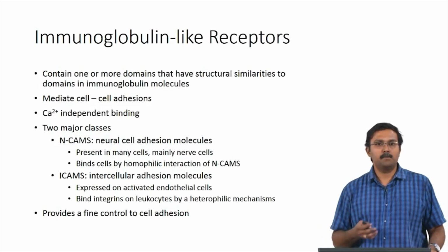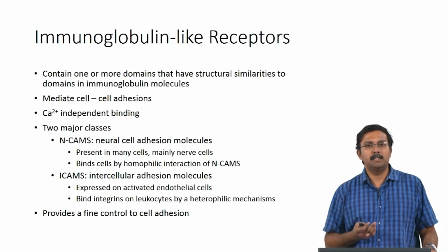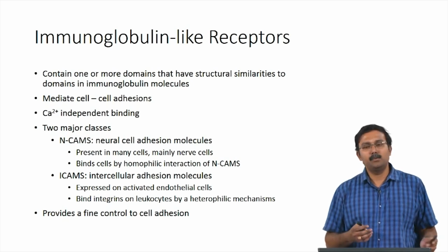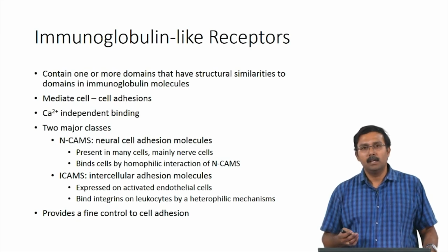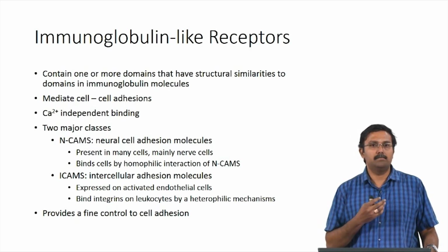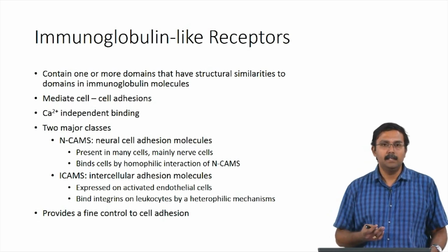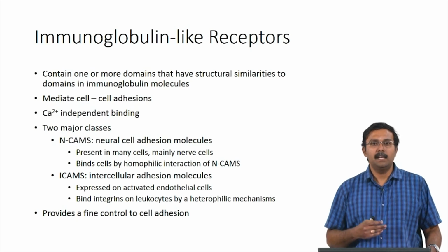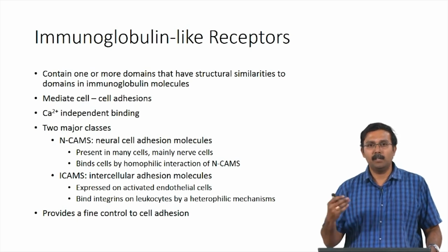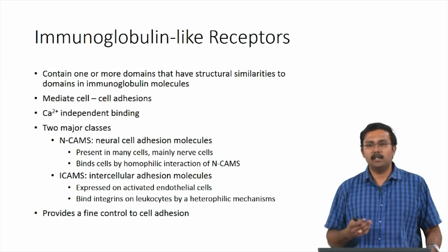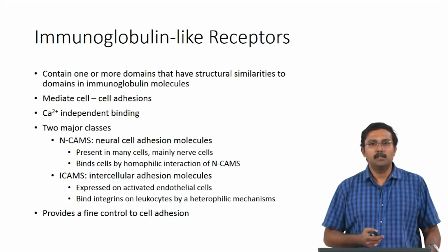The IgCAMs, or the immunoglobulin like receptors, contain one or more domains that have structural similarity to the immunoglobulin molecules, and these again mediate cell-cell interactions. These are calcium independent binding. There are two major classes, NCAMs and ICAMs. NCAM is involved in neural cell adhesion, whereas ICAMs are involved in other intercellular adhesion.